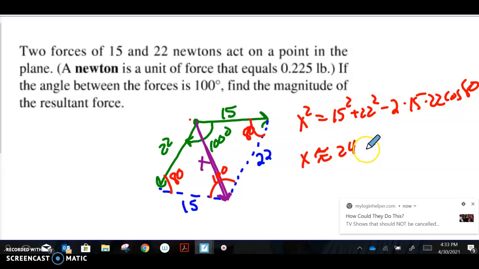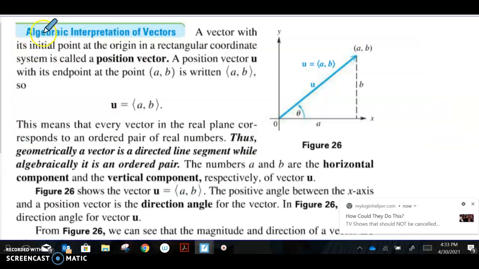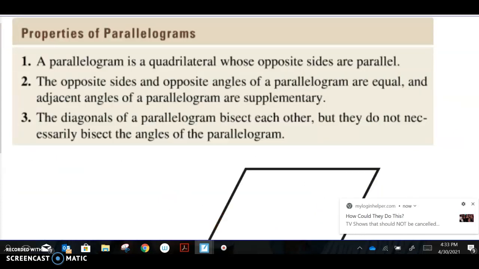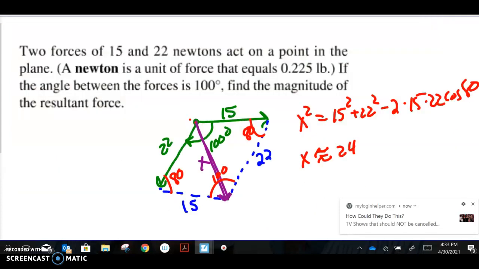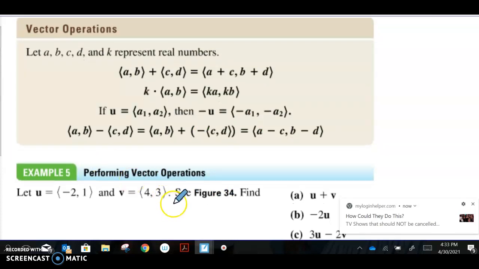Is that all right? Finding the magnitude, they call this the resultant. Okay, that was kind of out of order, I guess. That probably should have been before I started talking about it, but the word magnitude, I don't know, 7.4 and 7.5 just kind of run together for me. Okay. All right, now we're going to talk about operations with vectors.